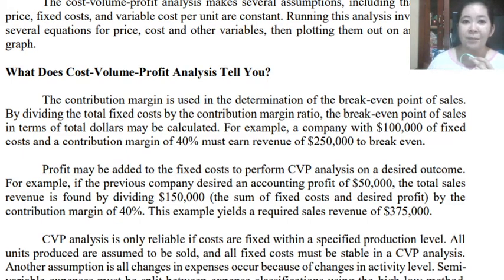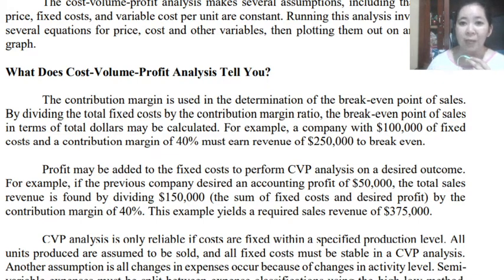So here, later on, as we go along with our module, you will understand we have a separate section for this one. But for introduction purposes, we have here, in this paragraph: basically, we will divide the total fixed cost by the CM ratio, or contribution margin ratio. So the break-even point of sales in terms of peso or dollars may be calculated. So we have here an example.